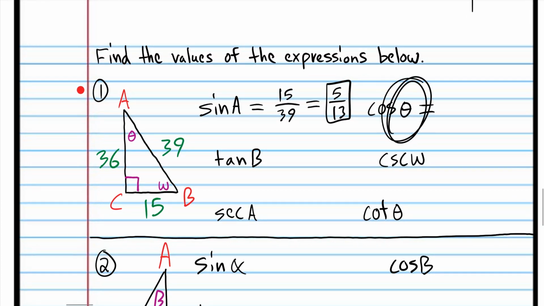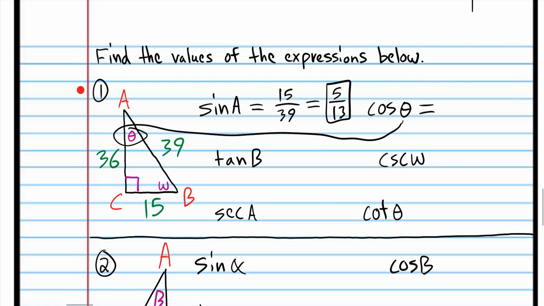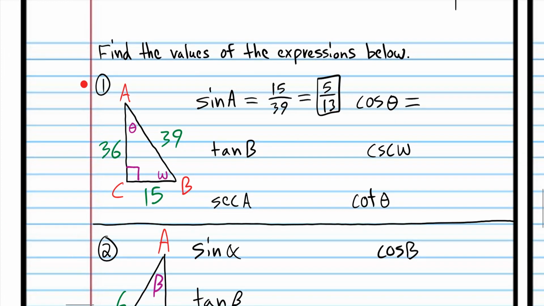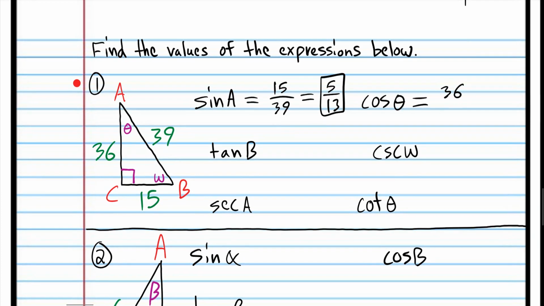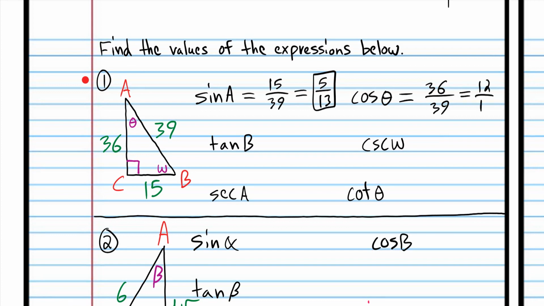In this example, we're naming the angle with an expression that notates the actual measure of the angle. So that's another way to write the angle. So cosine theta is the side adjacent to theta, which is 36. 39 is also adjacent, but 39 is the hypotenuse, so we don't call that the adjacent side, even though it is adjacent. So adjacent theta divided by the hypotenuse, and if we divide both sides by 3, we get 12/13.